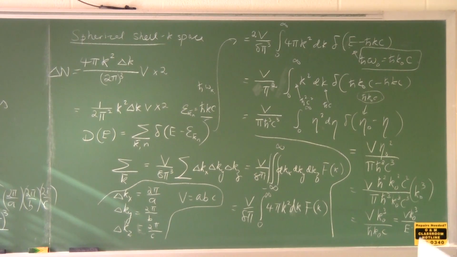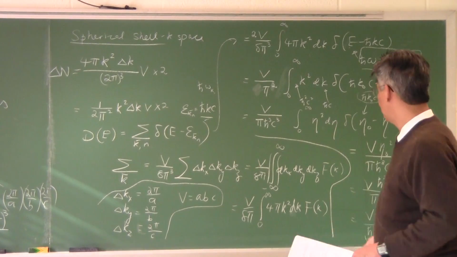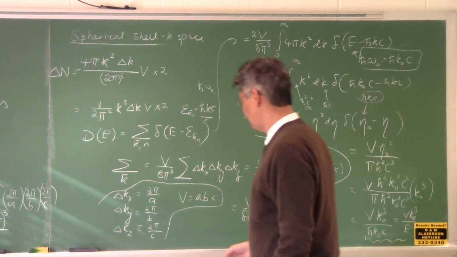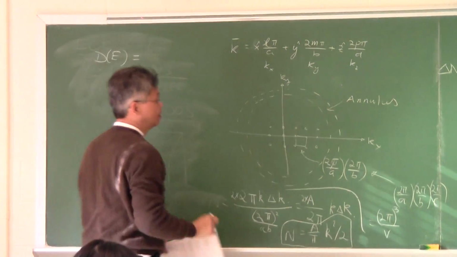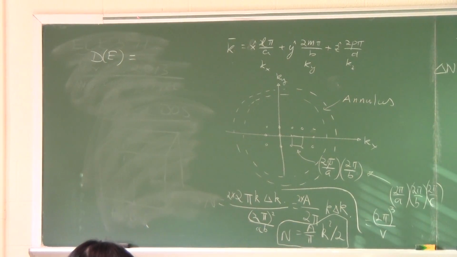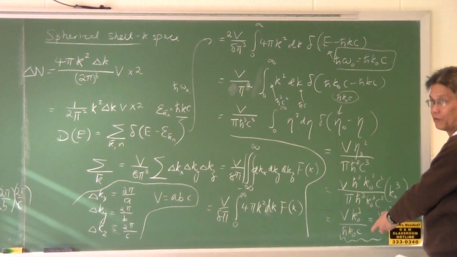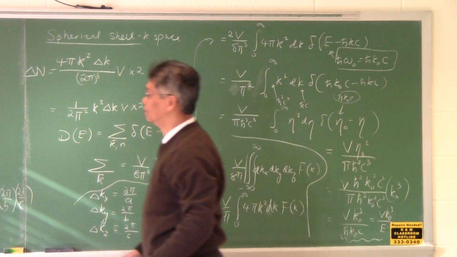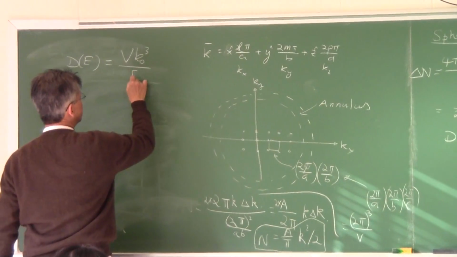So if I take this number and multiply by delta E, that should give me the number of states between the annulus region. I find this number to be the result of performing this summation, converting it into an integral, and performing a closed form. Okay? So delta E is found to be V k naught cubed over E.